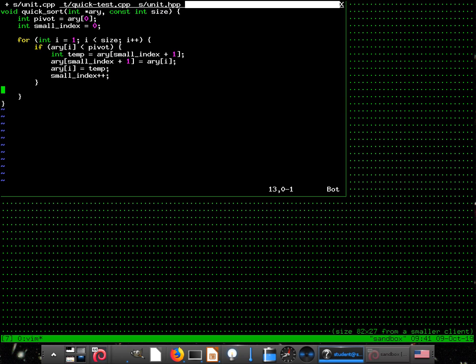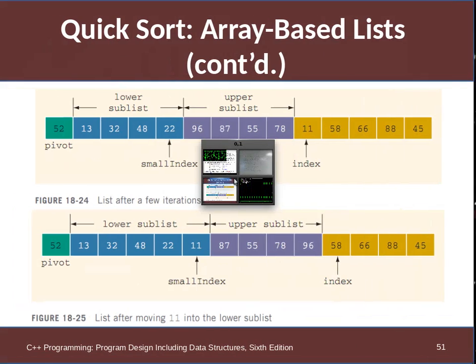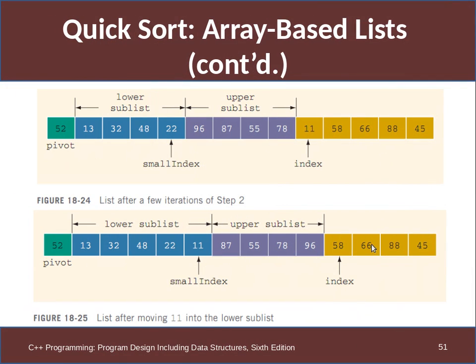All right. And copy and paste for the next one? For greater than? Well, no, if it's greater than, what do we do? So if 58 is greater than 52, do we update small index? No. Do we swap with anything? No. So we only have to do anything when it's actually less than the pivot value. So on greater than, we do nothing.